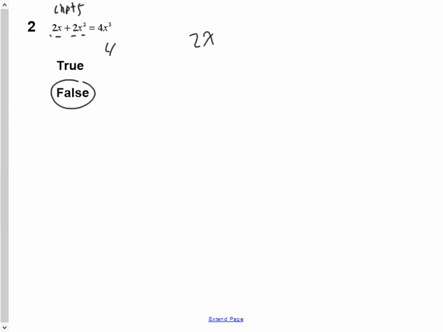So if it was this question, then your answer of 4x cubed would be true. If you multiply them together, it's true, but when you add them, you can't add them past what they already are because they're not like terms.